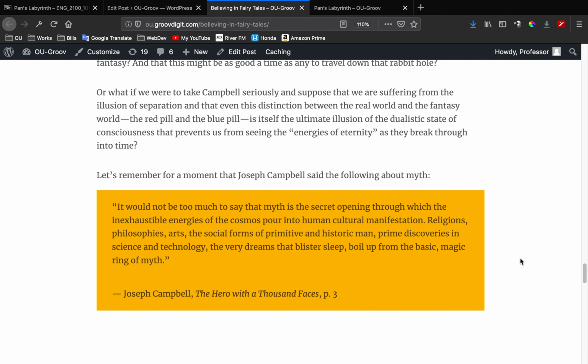Let's remember for a moment that Joseph Campbell said the following about myth. "It would not be too much to say that myth is the secret opening through which the inexhaustible energies of the cosmos pour into human cultural manifestation. Religions, philosophies, arts, the social forms of primitive and historic man, prime discoveries in science and technology, the very dreams that blister sleep, boil up from the basic magic ring of myth."